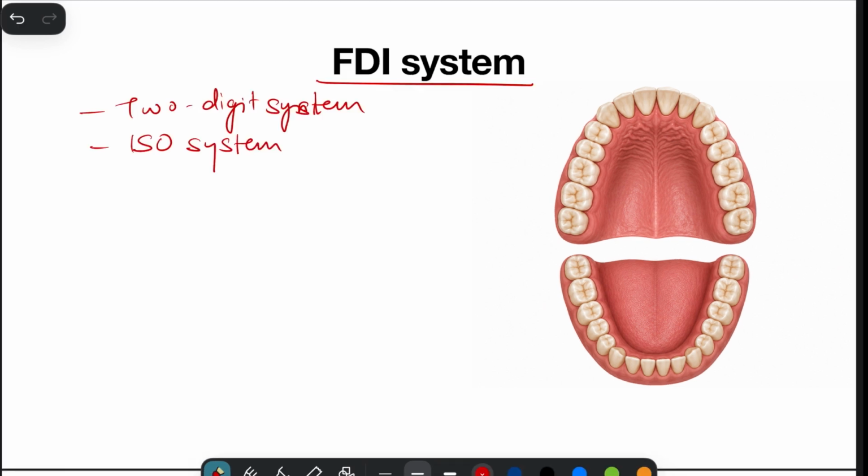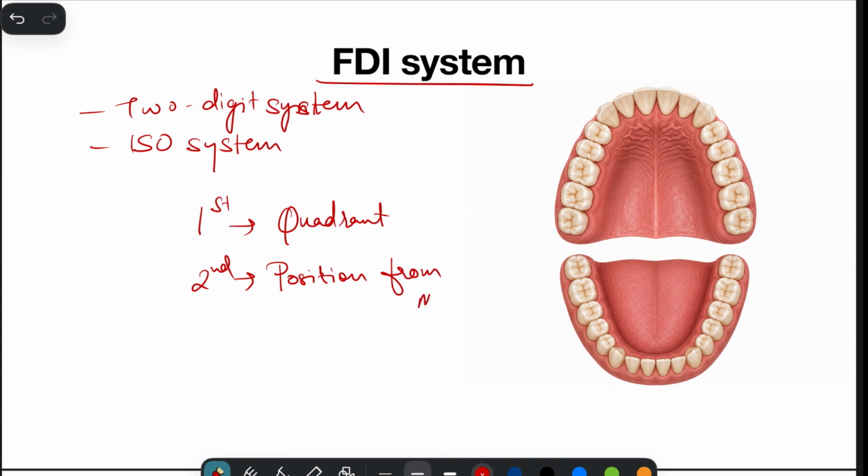Now, this is the most important concept. In FDI notation, every tooth has two digits. The first digit represents the quadrant, and the second digit represents the position of the tooth from the midline. So if you understand quadrants and the position from the midline, then the entire system becomes very easy.